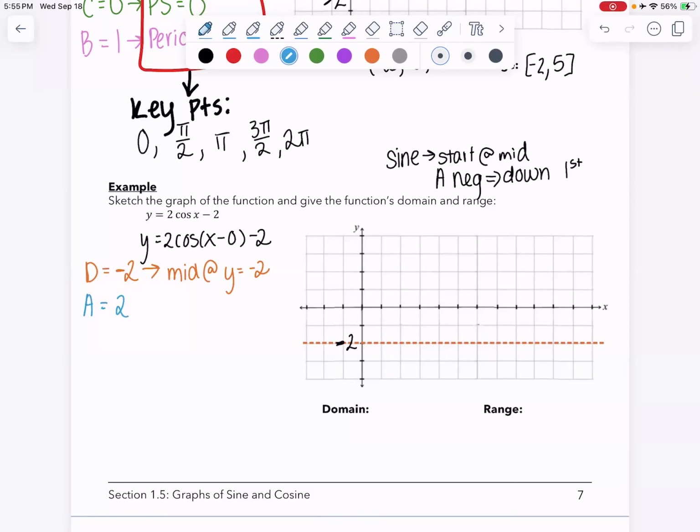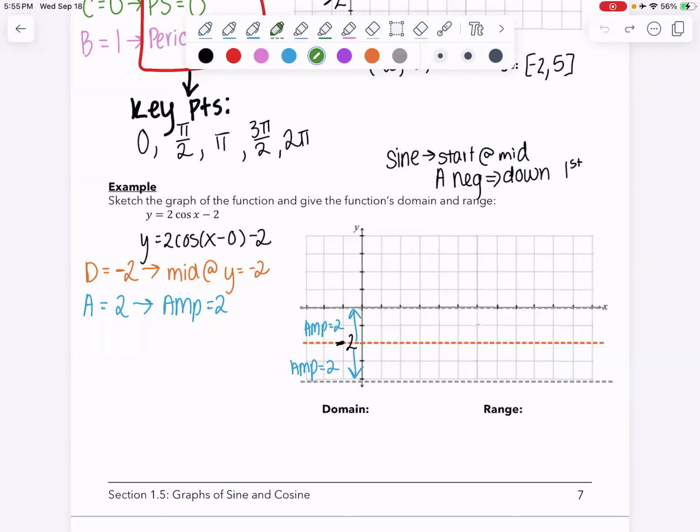A is 2, which means the amplitude is 2. So we go 2 units up and 2 units down to plot the tops and the bottoms. There's one here, and there's one down here.